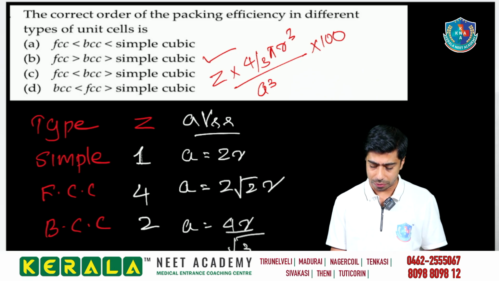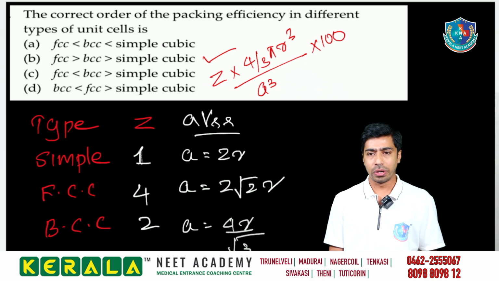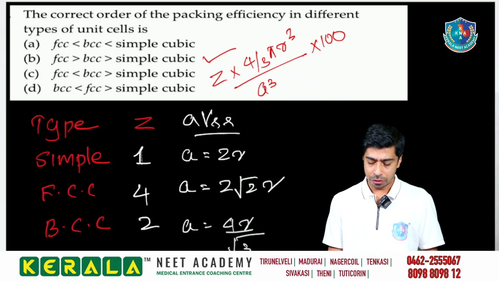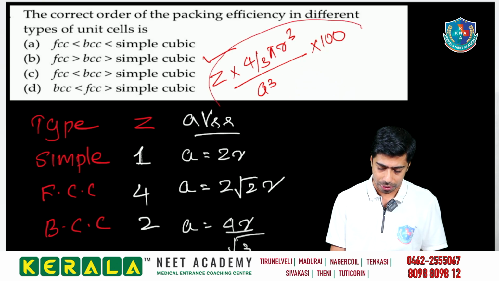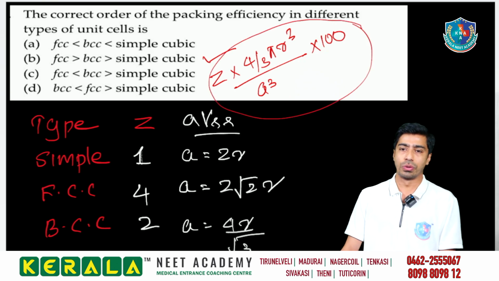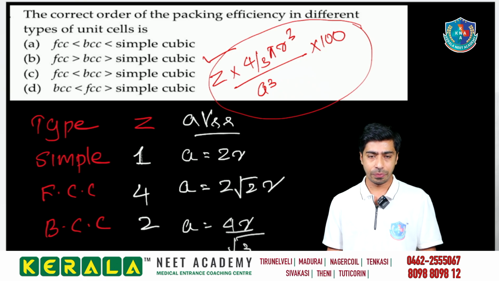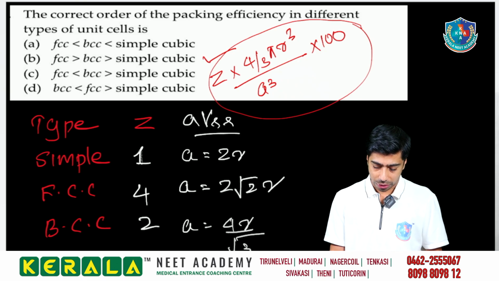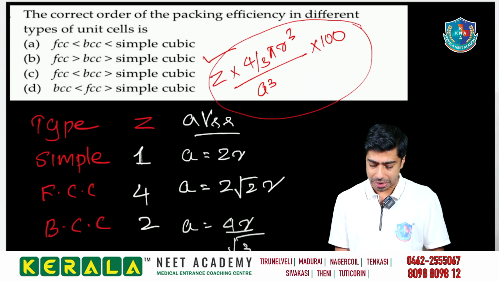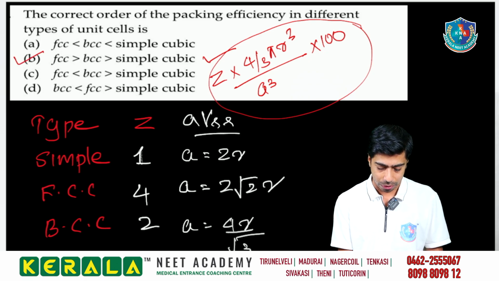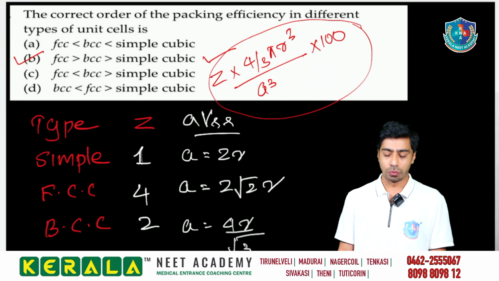If it is simple cubic, instead of A, you give it as 2r, so it will become 2r whole cube. So you'll get the result accordingly. If you cannot remember, you can use this formula also: Z into 4 by 3 pi r cube divided by A cube into 100. Now the answer for this one is FCC greater than BCC greater than simple cubic. Option B will be the answer for this one.